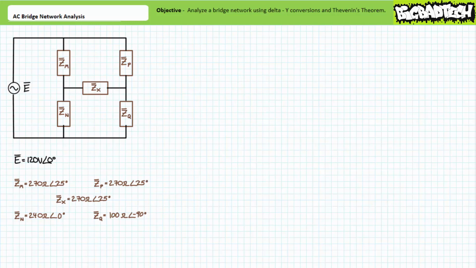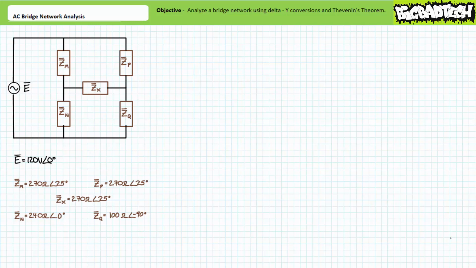If you feel you're capable of arriving at the answers by yourself, by all means pause the lecture and do so. If your answers don't match those illustrated, by all means feel free to rewind the lecture and correct any mistakes you may have made. Let's first examine bridge network analysis scenarios, making use of the delta to Y conversion.